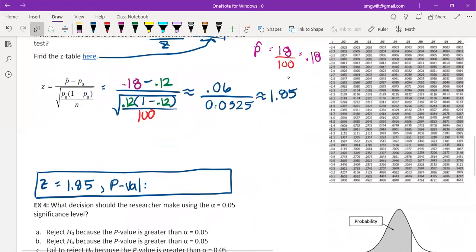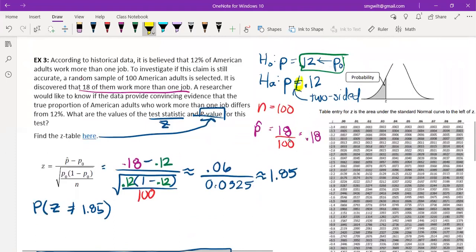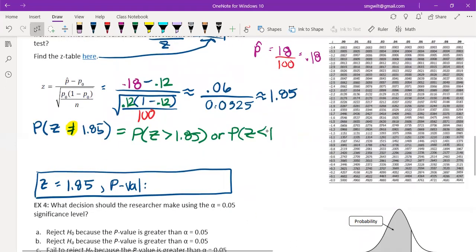So what I'm looking at then is I want to find the probability that z is not equal to 1.85. And my not equal to, so that inequality comes from this here, differs, right? So when it says differs, I'm using not equal to. So what this means is that I want to know what is the probability that z is greater than 1.85 or the probability that z is less than 1.85.